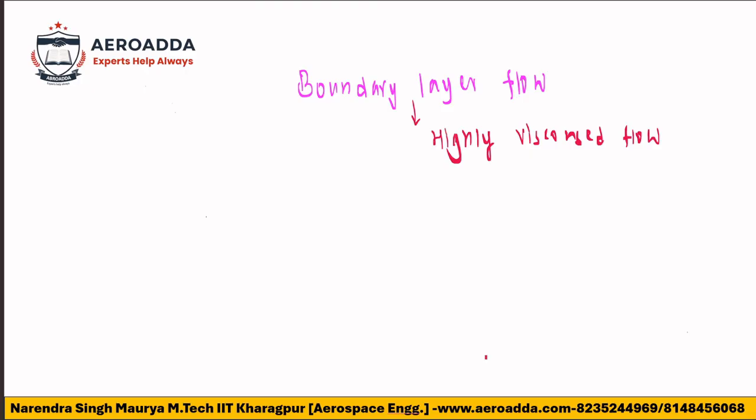Highly viscous. It's a highly viscous flow. In this region, where the boundary is forming, a velocity gradient will exist. I'm just writing.